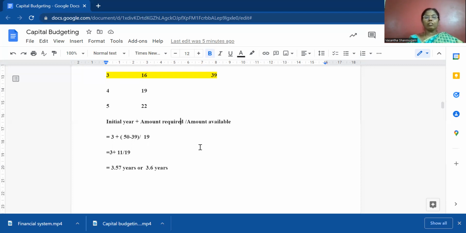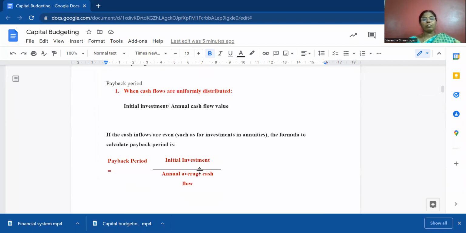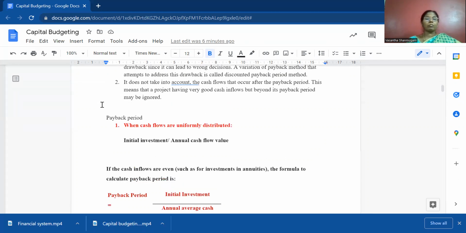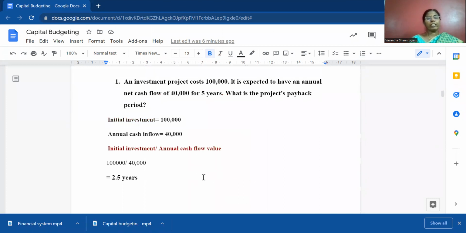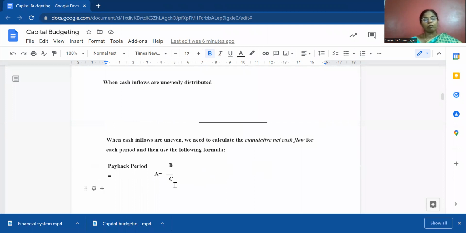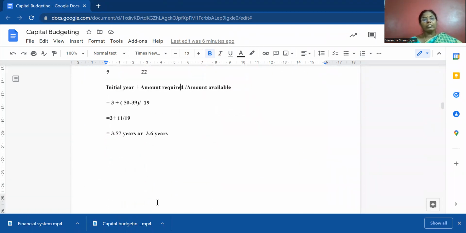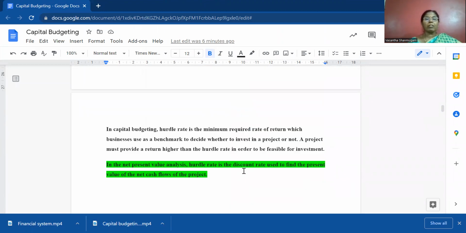This is payback. In the payback period, two things we have discussed. First, in the theory part, what is the payback period: the number of years it takes to get back our investment. Under payback period, two kinds of problems we have discussed. When cash inflows are uniformly distributed, initial investment divided by annual average cash flow. Second case, when the cash inflows are not uniformly distributed, first you have to calculate cumulative cash flow, then apply the formula: initial year plus amount required divided by amount available. This is about payback period.